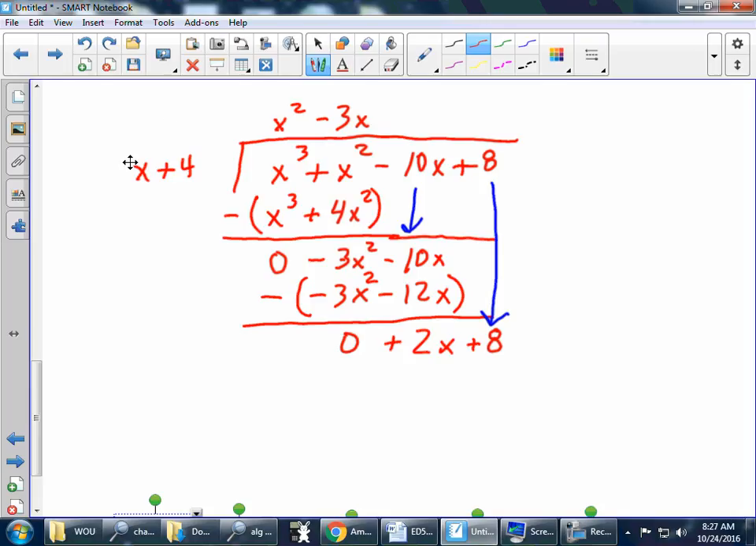What number times x gives me 2x, Joel? What number times x gives me 2x? 2. Excellent. So we go plus 2. Then we multiply 2 times x is 2x, and 2 times 4 is 8. Again, we subtract everything. 0. Okay, so this is the biggie. No remainder.